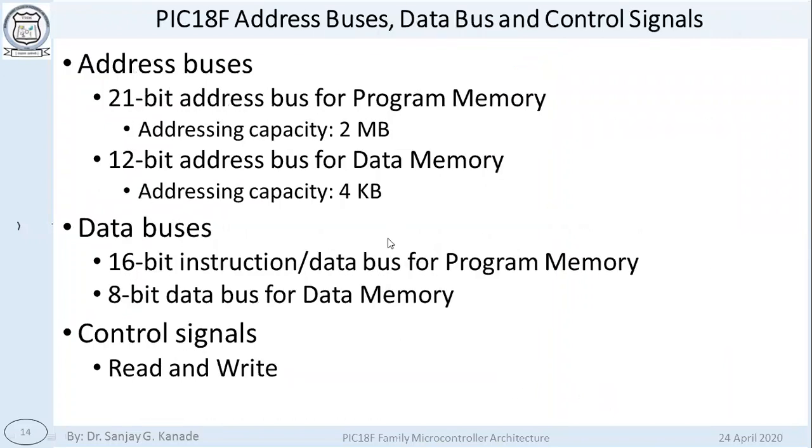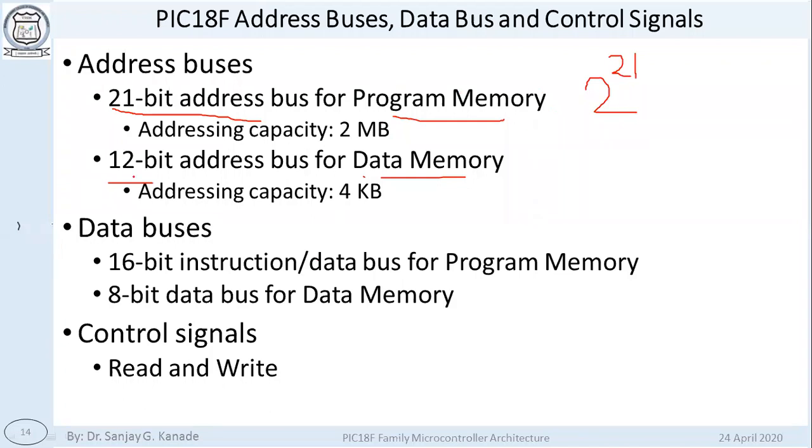Now, as I said, the address buses which are very important to know, the 21-bit address bus for program memory and 12-bit address bus for data memory. And the addressing capacity is decided by these numbers, 21-bit. So 2 raised to 21 will be the addressing capacity. You can calculate this. This will be equal to 2 MB, 2 mega, and B stands for byte. Each location will have a single byte. Each location can store a single byte.